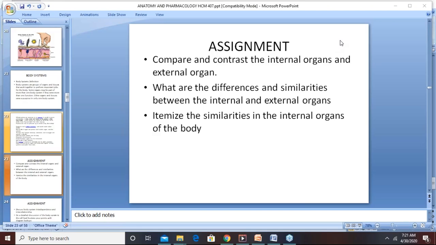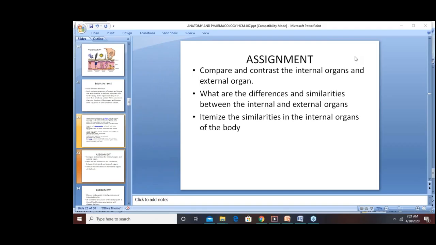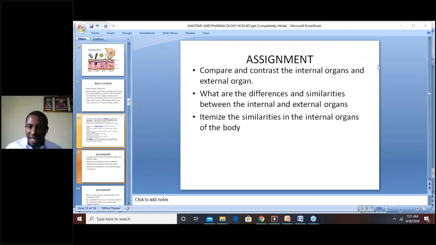We'll be continuing in our discussion we started last week on anatomy and pharmacology. So we've been able to go through the cell system, the tissue, the body system. So today we'll be looking extensively at the body system. From next week, we'll start looking at some specific pharmacological products that act on some of these systems. Okay, so once again, my name is Innocent. I'll be taking you through this class.